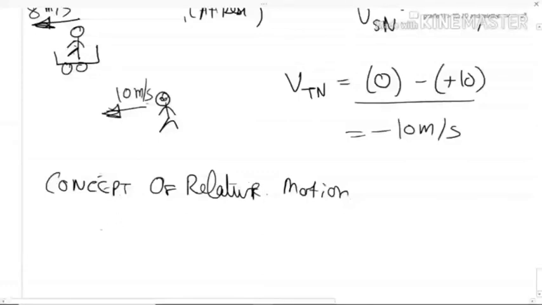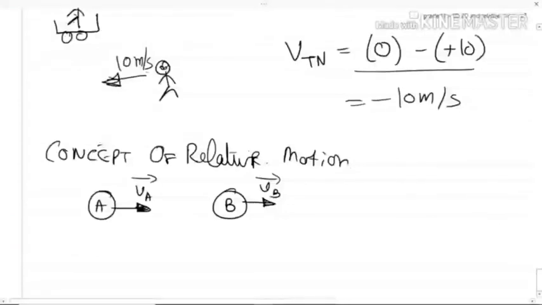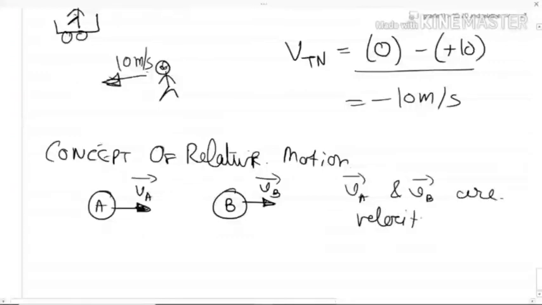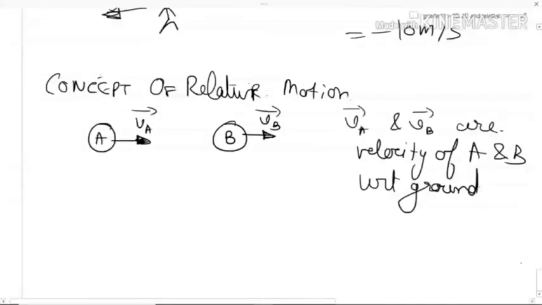Just a bit. So suppose, guys, this is the object A which is moving with a velocity VA vector, and this is the object B which is moving with a velocity VB vector. It can be anything. So if someone asks, what is this VA and VB? VA and VB are velocity of A and B with respect to ground. Not necessarily ground, with respect to any one frame, okay?